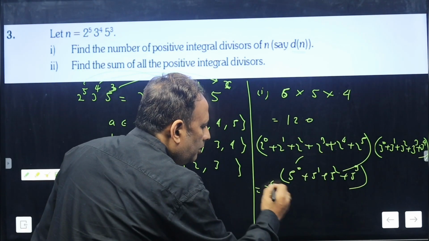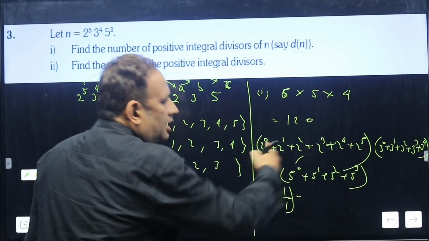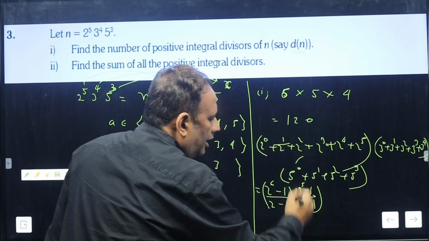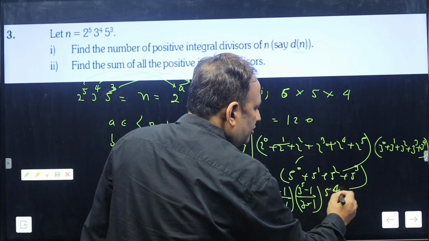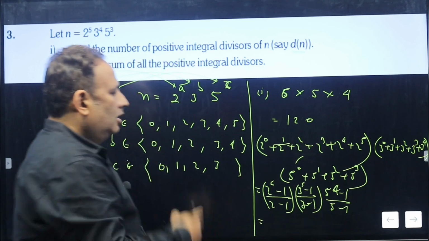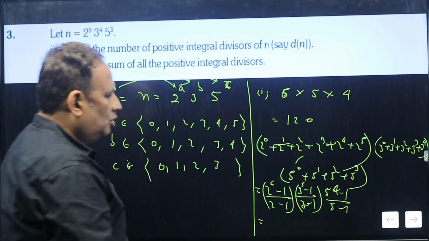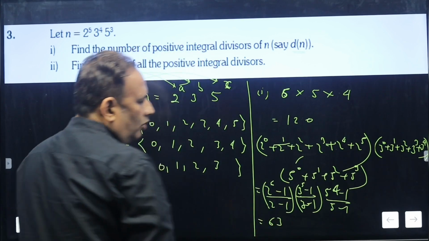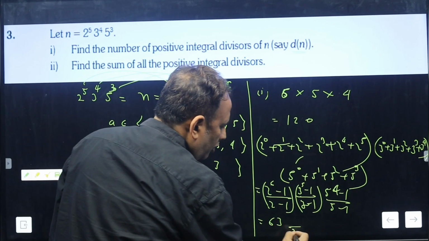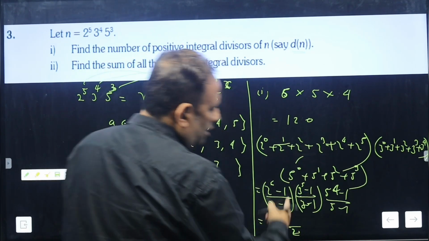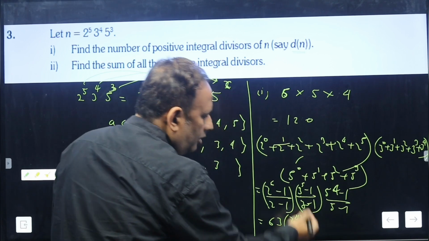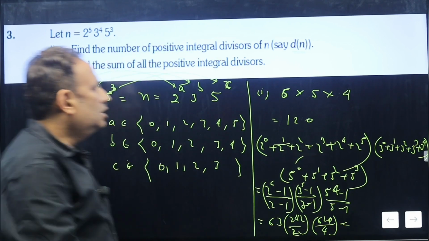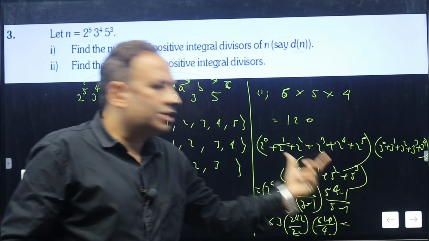So for GP, one can write 2 to the power 6 minus 1 upon 2 minus 1, because there are 6 terms, and in another one, 3 to the power 5 minus 1 upon 3 minus 1, right? And here, 5 to the power 4 minus 1 upon 5 minus 1, we can write here, okay? So that we can calculate here. 2 to the power 6 minus 1, that is 63. 3 to the power 5 minus 1, that is 242, divided by 2, into 5 to the power 4, 625 minus 1, 624 by 4, and you can calculate all this. So this is the way we are using the fundamental multiplication rule.